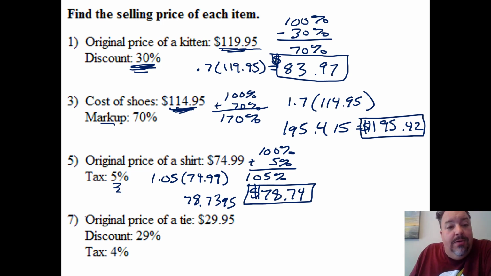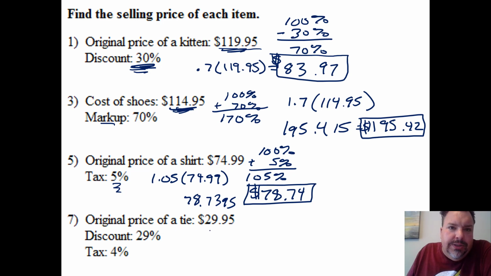Now, number 7, now we've got two things going on. We've got a discount, we've got a tax. You might even have a discount, a tax, and a markup, but we can still do it the same way. And again, if we were doing this the old way, you would first have to decide, do you want to do the discount first or the tax? Does it matter? Well, we're going to find out that it doesn't matter. You could take the discount and then find that price and then tax that price and add it on. Or you could tax it first and then find a discount. Either way you do it, it's not going to change the end price here.